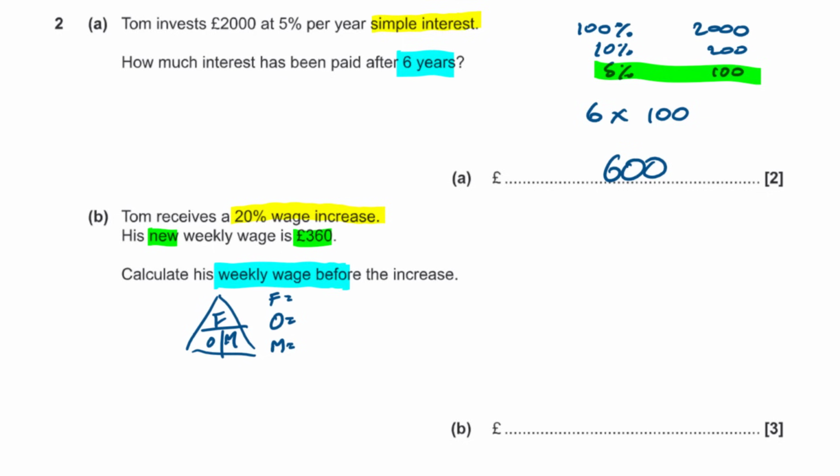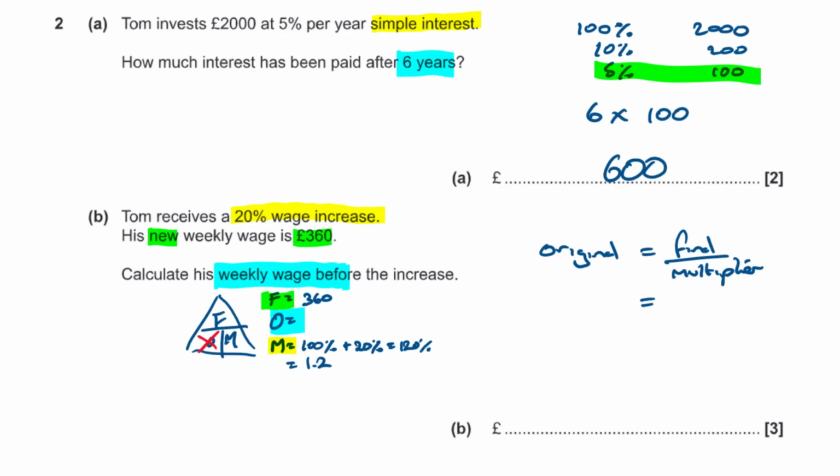Final is what it was at the end. So that's going to be his new weekly wage, isn't it? So that's going to be 360. The original, well, that's what we're trying to find. His weekly wage before the increase. And then the multiplier is going to be the 20% increase. But remember, we start with 100%. So if we increase it by 20%, we're now at 120%, which is a multiplier of 1.2. Now we cover up the thing we want to find. So I want to find the original, and then that tells me what to do with the other two. So using my little triangle, original equals final over multiplier.